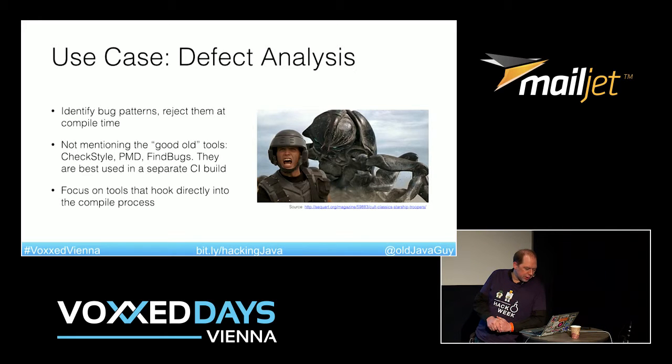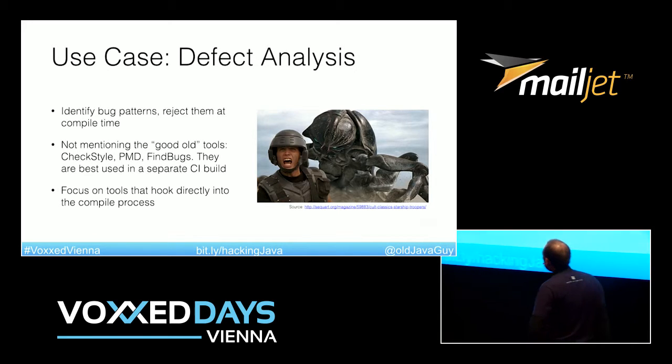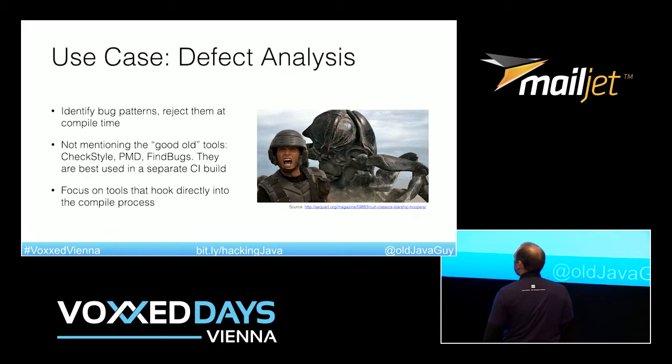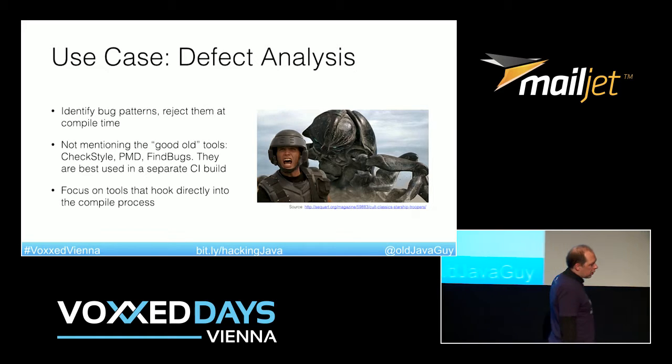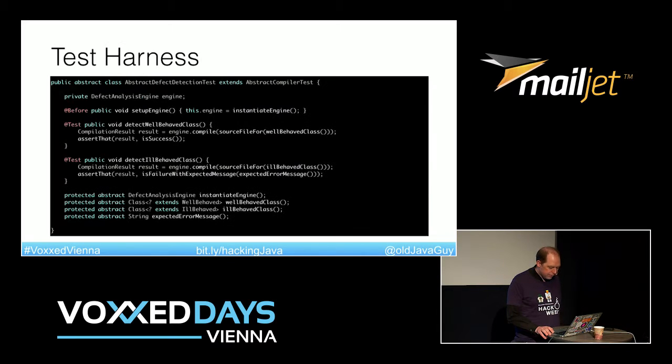The third one is compile time defect analysis. So basically bug hunting. I will not offer replacements for the existing legacy tools: Checkstyle, PMD, FindBugs, working on either source code or on bytecode level. They're very good. Keep using them, but the problem with them is they don't really wrap into the compile process. So I'll be looking into tools to actually check your code while compiling.